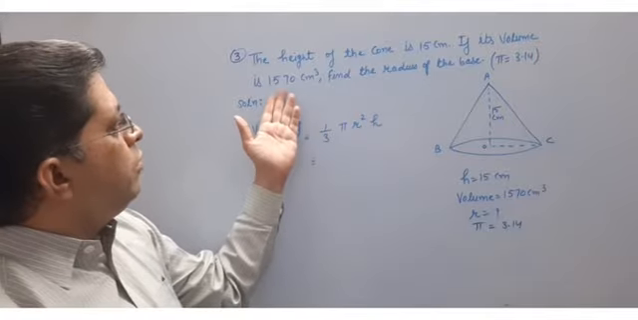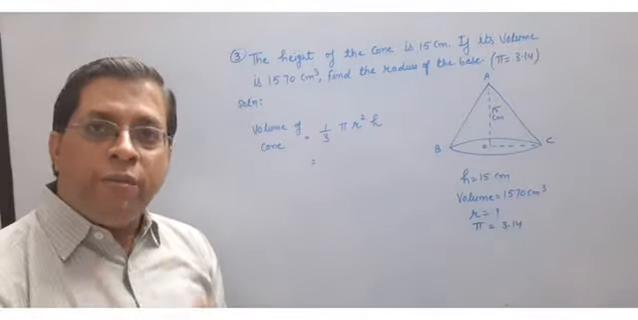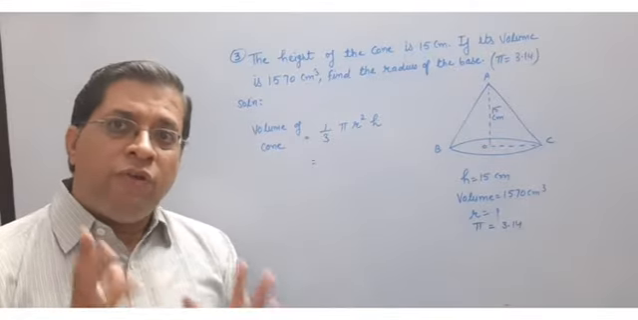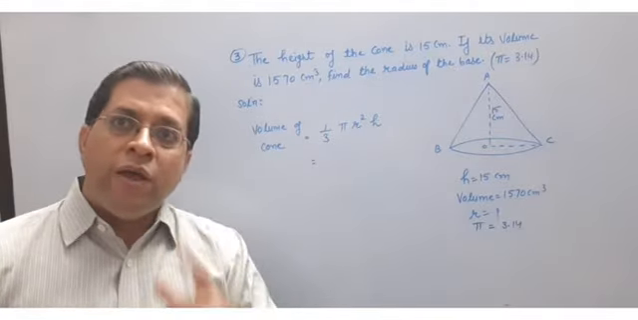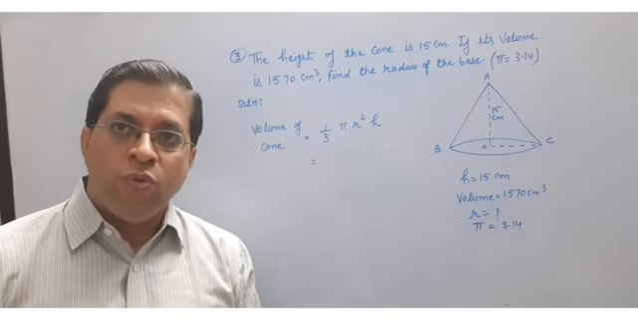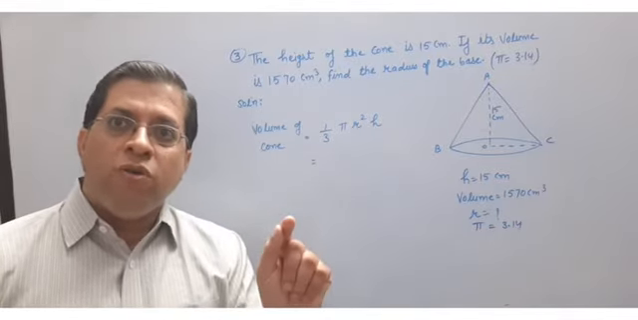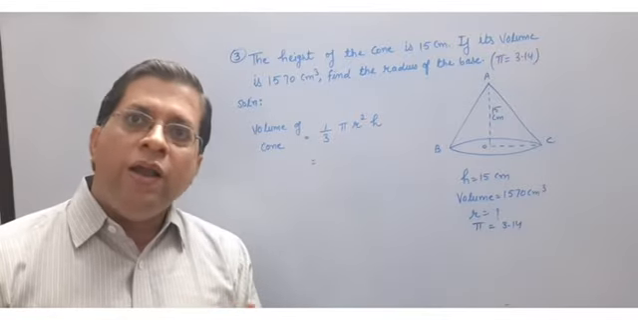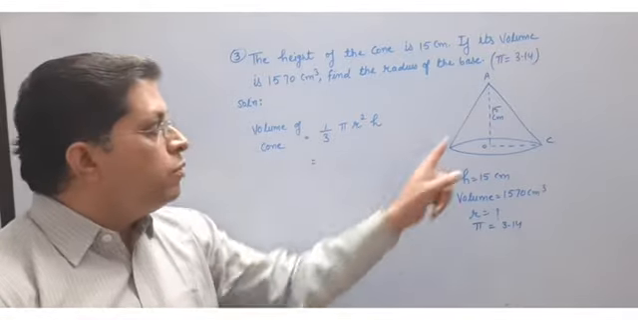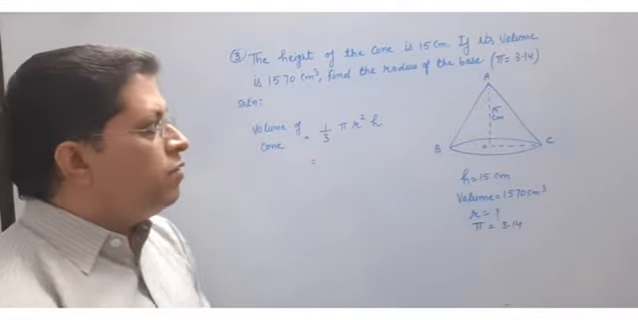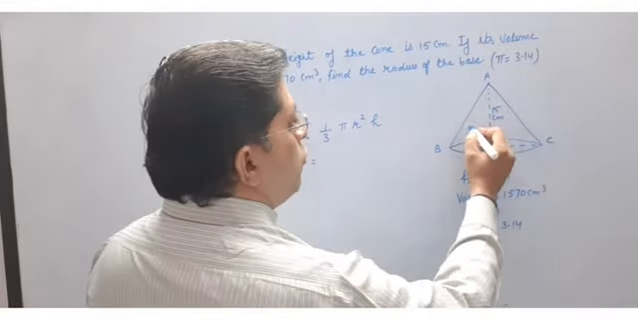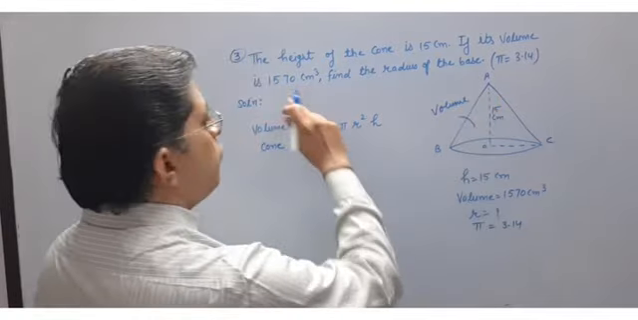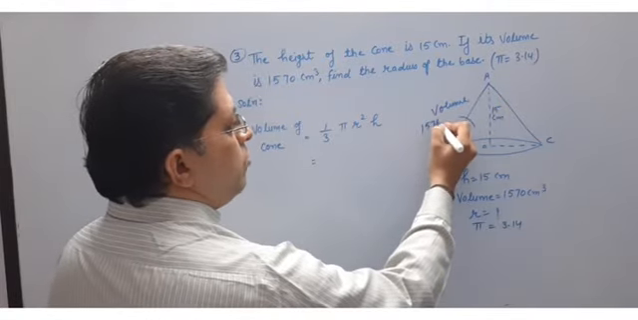The height of the cone is given to you, 15 centimeter. Its volume is given to you, 1570 centimeter cube. Find the radius of the base, and the value of pi is given to you, it is 3.14. It means this pi you have to use in this question. Let us draw one figure and see whatever is given to you. 15 centimeter is this given to you, and here the volume is given to you, 1570 centimeter cube.